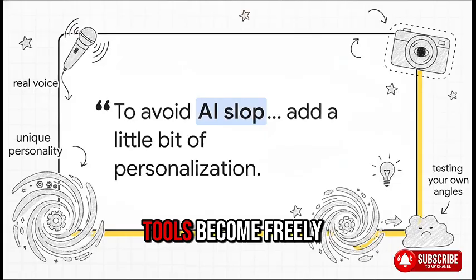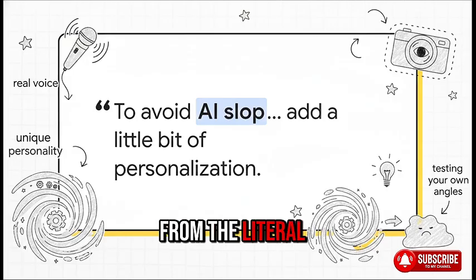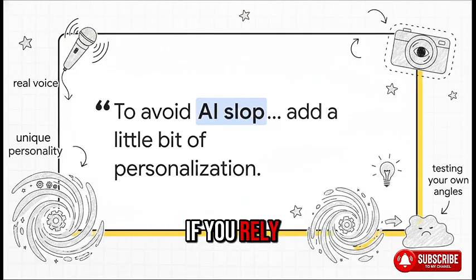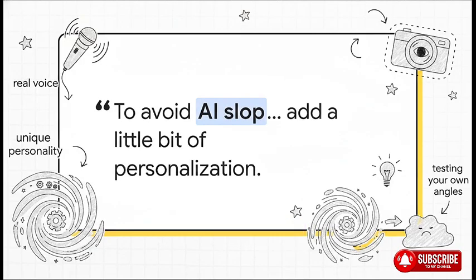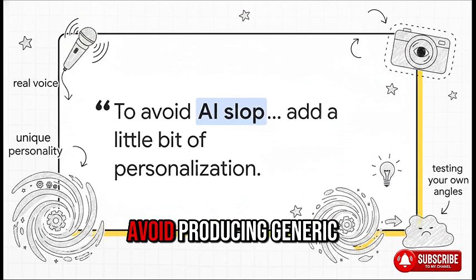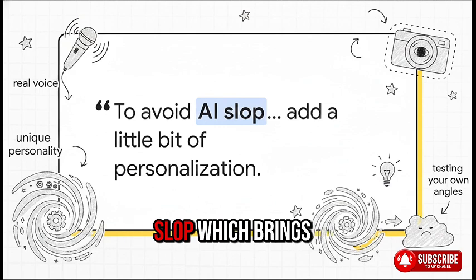But as these tools become freely available to everyone, there's a real danger. As one of our sources warns, to stand out from the literal millions of fully automated low-effort videos out there, you have to inject your own unique personality. If you rely on AI for the core heavy lifting, you must provide the creative soul. Using your real voice, injecting your unique humor, or testing your own angles is basically the only way to avoid producing generic, valueless content that people are starting to call AI slop.